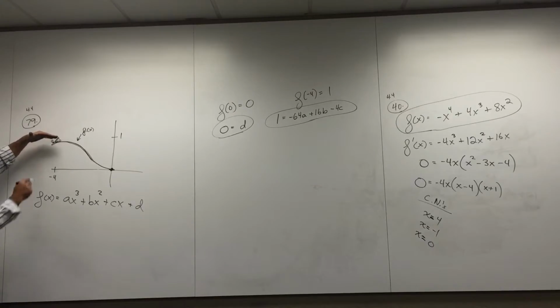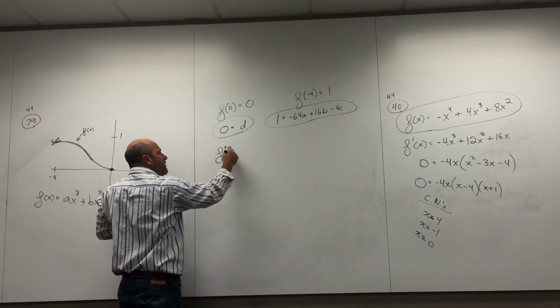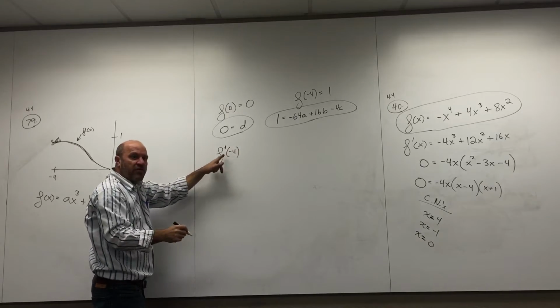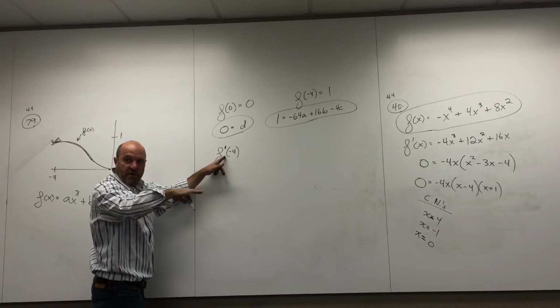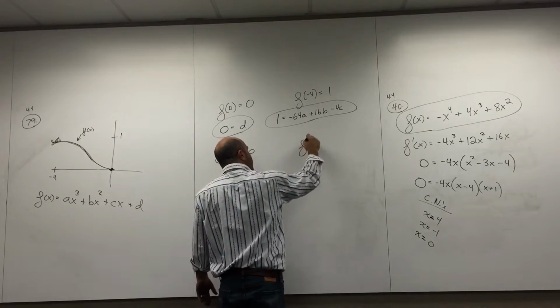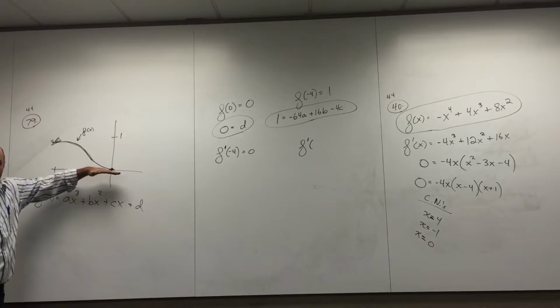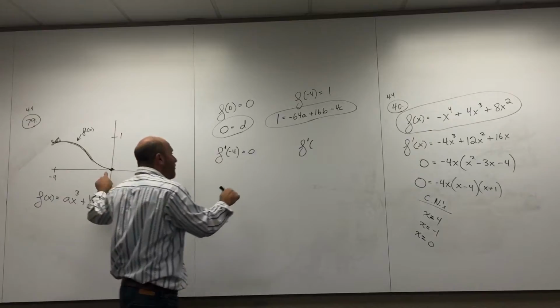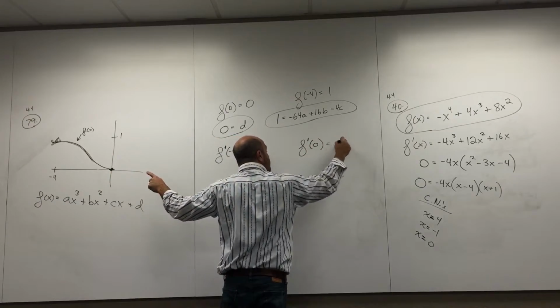So hang on. At -4, his slope is 0. How do you write that? F prime of -4. At -4, the derivative is 0. It's got a slope of 0. Is there another place where that happens? When it lands. Thank you. I think when it lands, we want the slope to be 0 to make a nice smooth landing. So in other words, F prime of 0 equals 0.